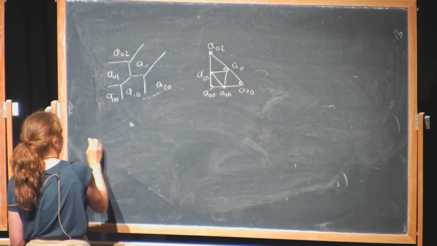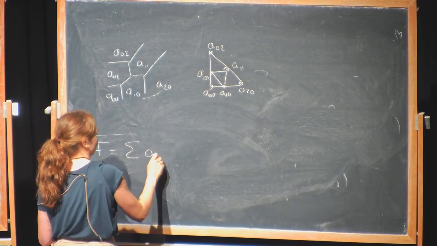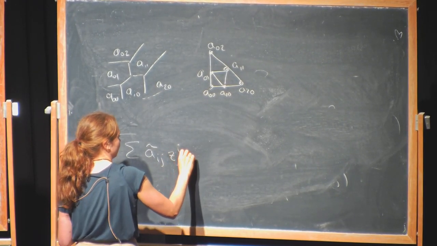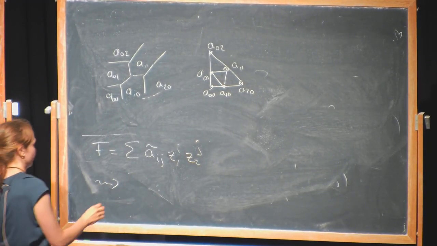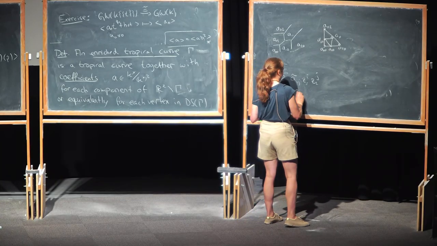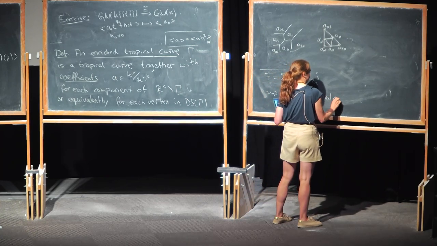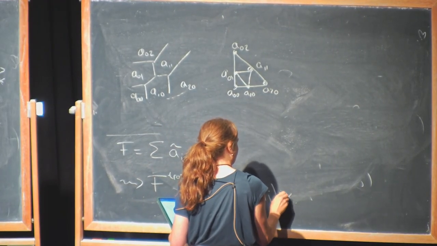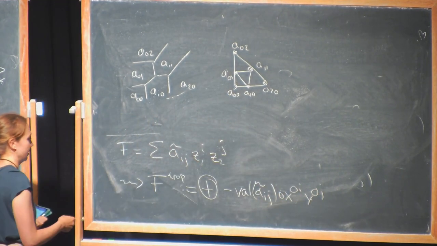And as I already said, if I have F a polynomial over the field of Puiseux series, so I use these Z1 to the i, Z2 to the j, then I was able to associate a tropical polynomial to it, which was just the tropical sum of minus the valuation of a_ij tilde, x to the i, y to the j. And this gave rise to a tropical curve.